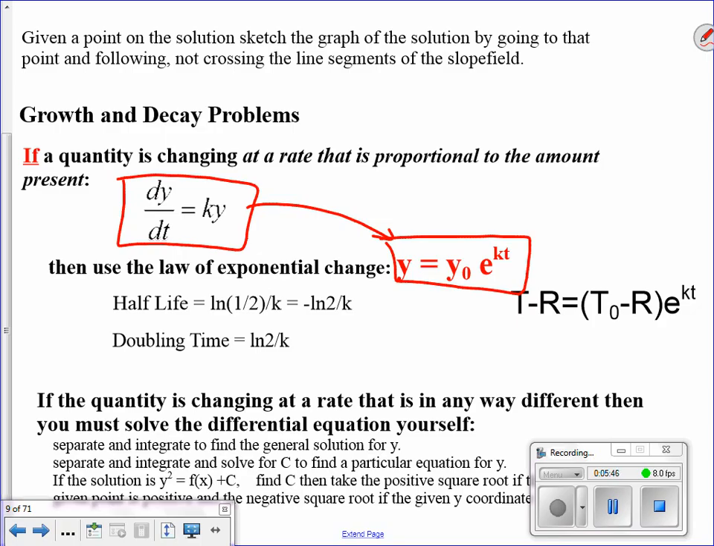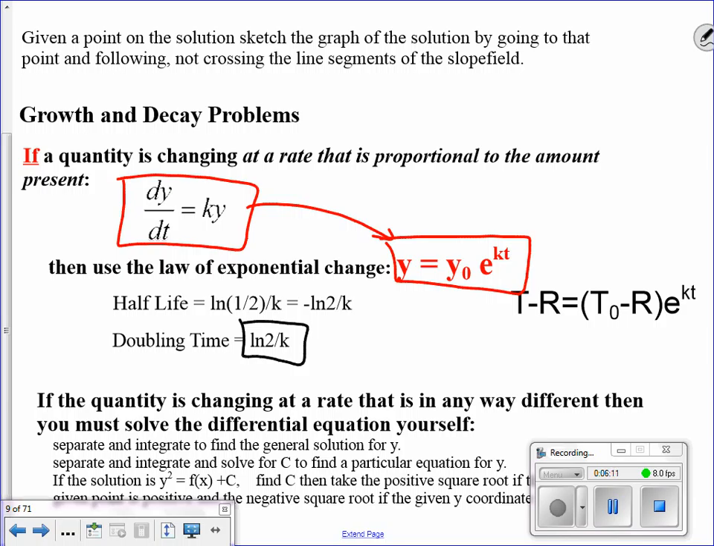And if you are using that, if you want to speed things up, and again, this is not something you have to memorize, it just makes things easier. If you have this situation, this differential equation, that's the solution. The time it takes for a quantity that's increasing to double is ln 2 over k.